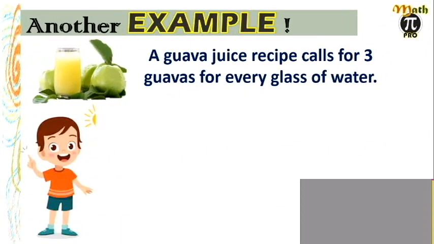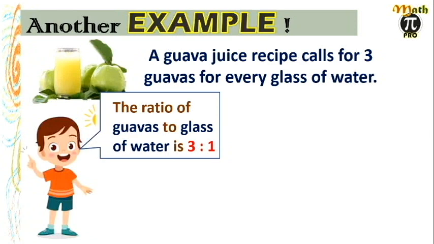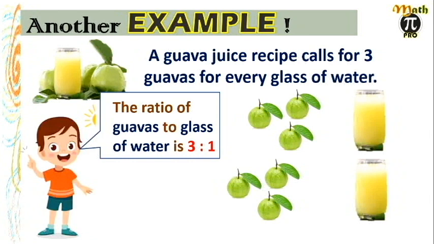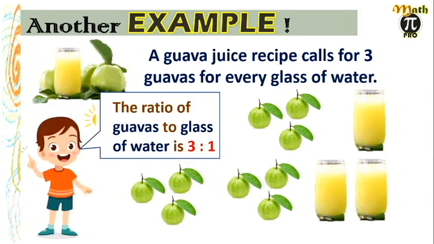A guava juice recipe calls for 3 guavas for every glass of water. That means that the ratio of guavas to glass of water is 3:1. So for 3 guavas, you'll be able to prepare 1 glass of guava juice. And if you want to prepare 2 glasses of guava juice, then you'll be needing 6 guavas. 6 guavas is to 2 glasses of guava juice. And if you have 9 guavas in all, then you'll be able to prepare 3 glasses of guava juice.